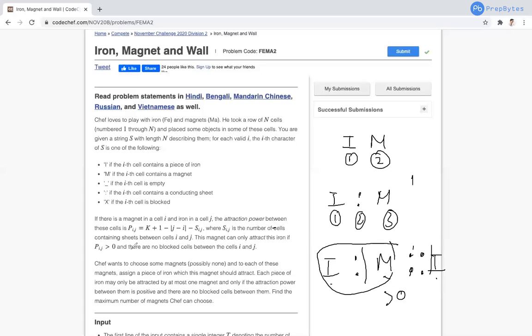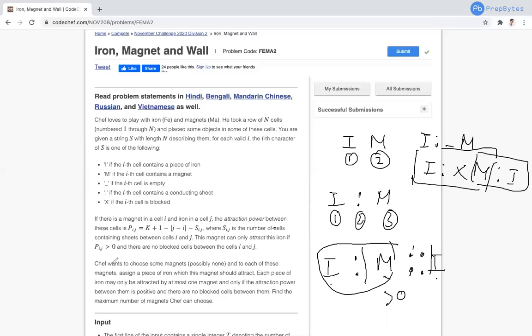Now, there are no blocked cells between the cells i and j. What this line means is that there can be a sheet or a dash between I and M, but there cannot be an X. If X is there, then they cannot attract each other because the cell is blocked. But if there is an I further along, they can attract each other, but not through the X. This is what X means here.